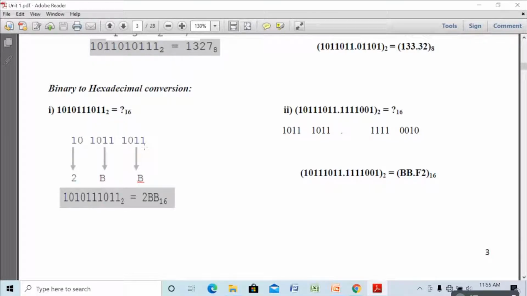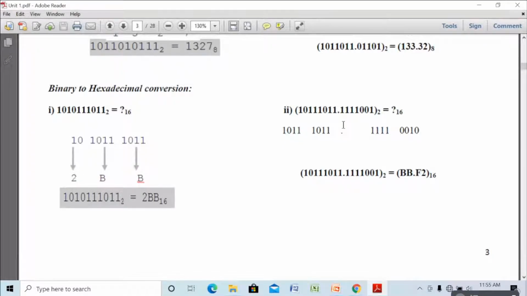Here 2 power 0, 2 power 1, 2 power 2, 2 power 3. 2 power 3 is 8 plus 2 plus 1, that is 11. In hexadecimal, 11 is the answer. In order to represent 11, we are using B. So here also 11. Here 10 means 2. So the value is 2BB.